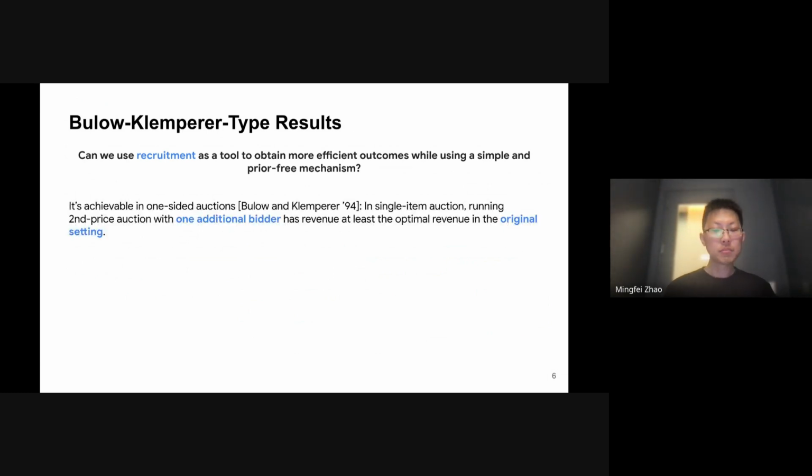If you're familiar with the results in one-sided auctions, this is called a Bulow-Klemperer type result, right? In single item auctions, there's a seminal paper by Bulow and Klemperer, which proves that this is actually achievable. Running a second price auction, which is prior-free, with one additional buyer has revenue at least the optimal revenue in the original setting. So we would like to understand if the same result is achievable in two-sided markets.